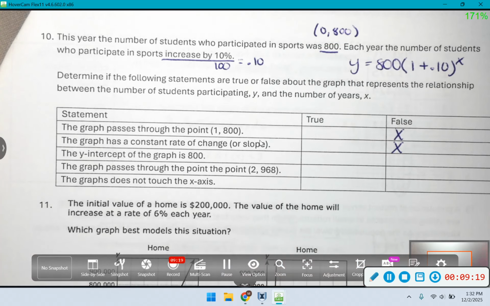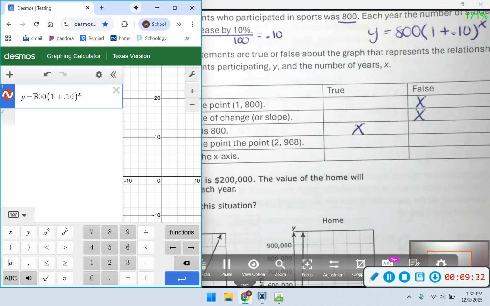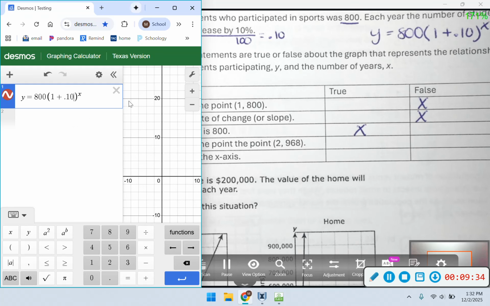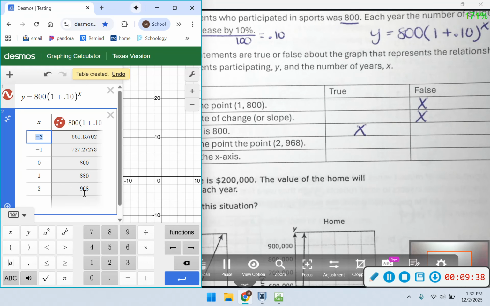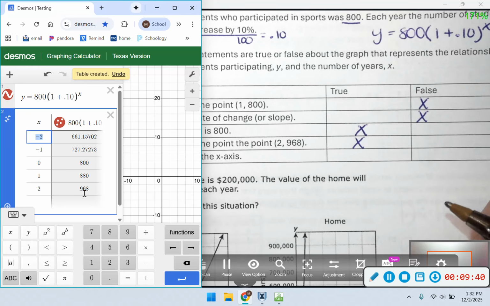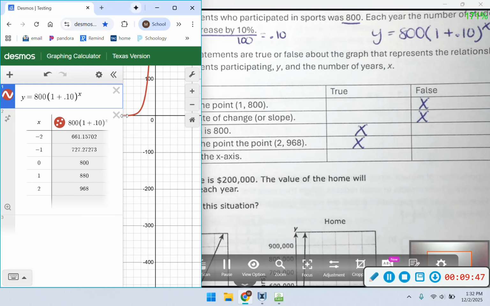We just wrote it right there. Again, you could type it in your calculator. Here's where you do want to type it in your calculator. So 800 times (1 plus 0.10). Okay, so I'm going to build my table, and I see 2,968, which is true. And this says the graph does not touch the x-axis, and remember, it does have an asymptote at 0, so it doesn't ever touch the x-axis, which is also true.